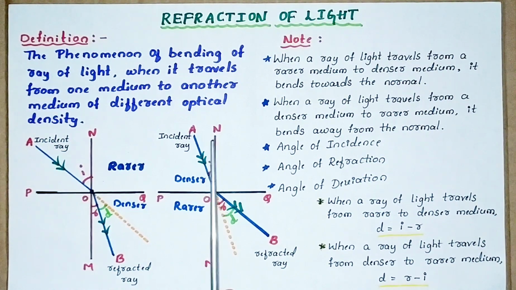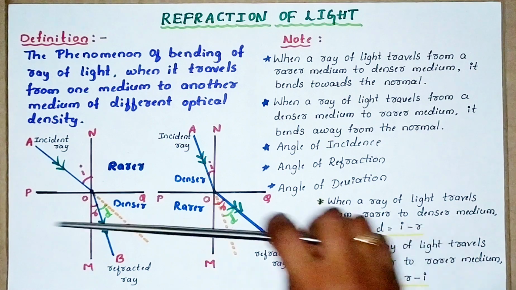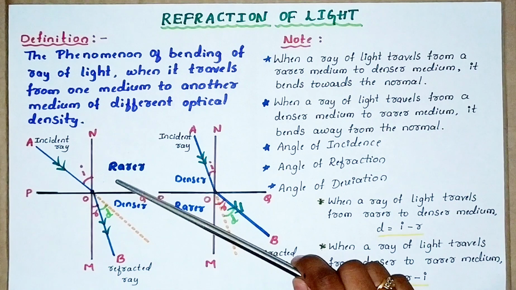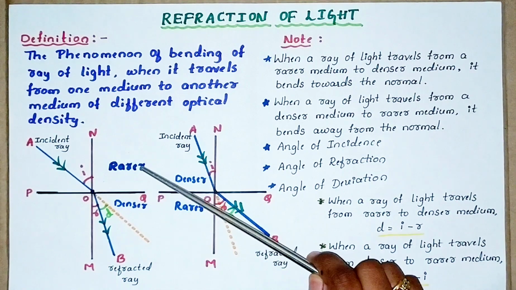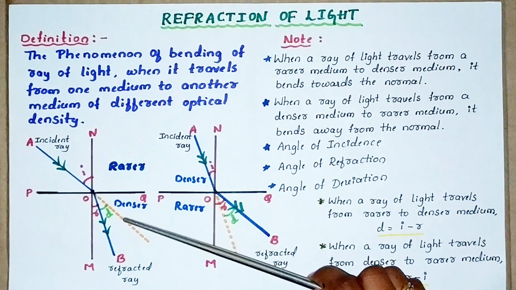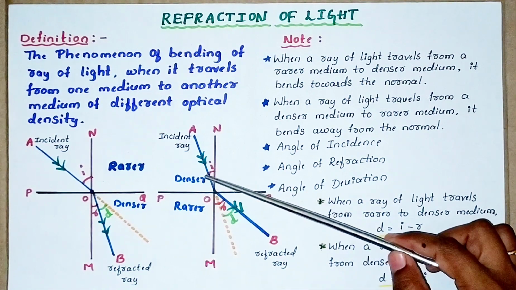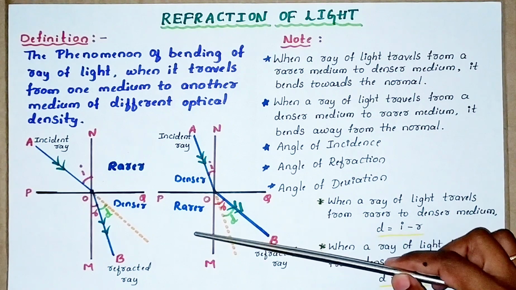For that reason, we are going to take this reference line and we can call it the normal, and this line is perpendicular to the surface or interface. Now, in both the diagrams, in the first diagram I am going to take the first medium as a rarer medium, and the second medium is denser. In the second diagram, I am going to take the first medium as denser and the second medium as rarer.